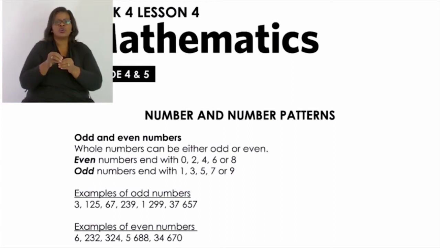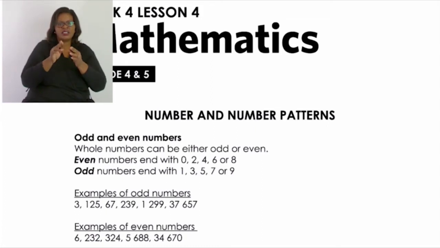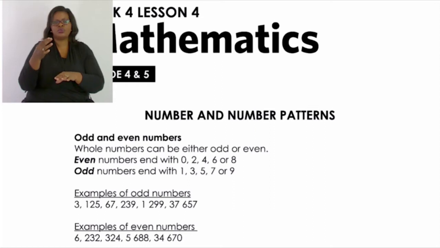The second examples given are even numbers. The first one is 6, then 232, 324, 5,688, and 34,670.